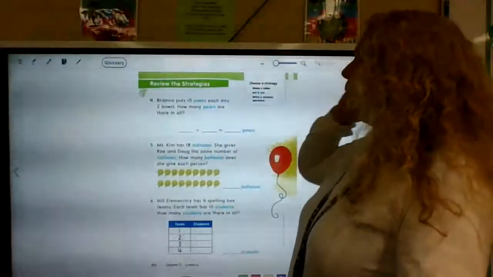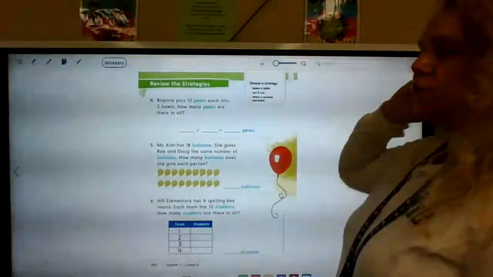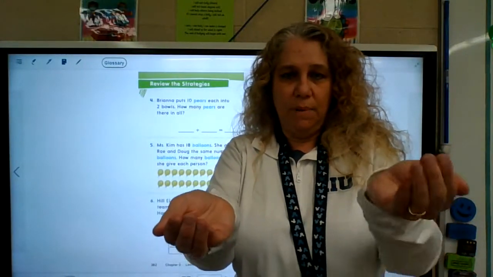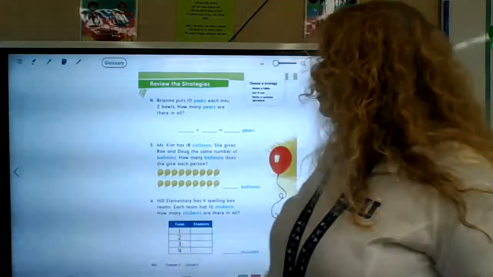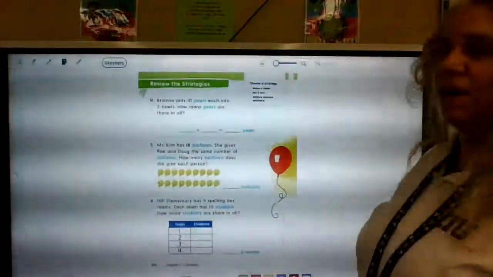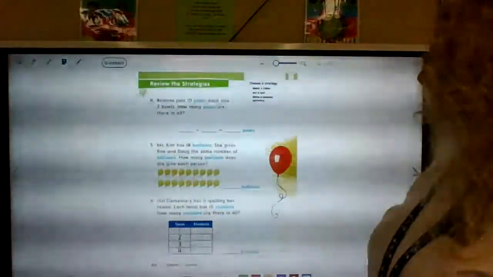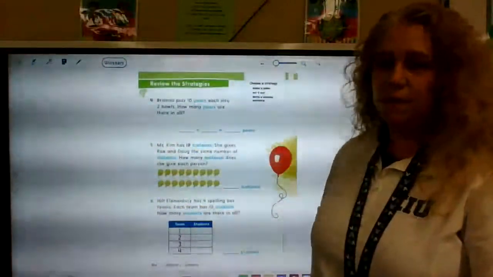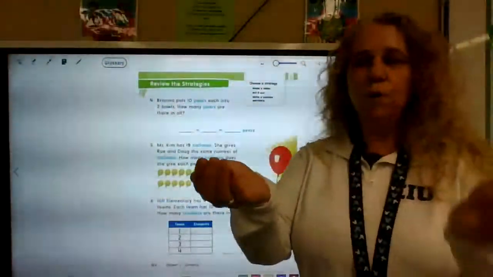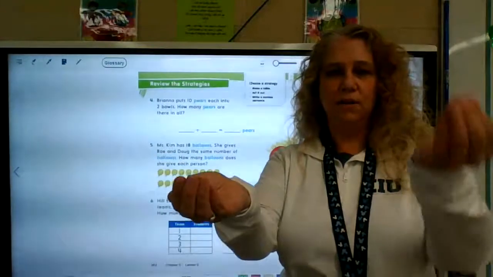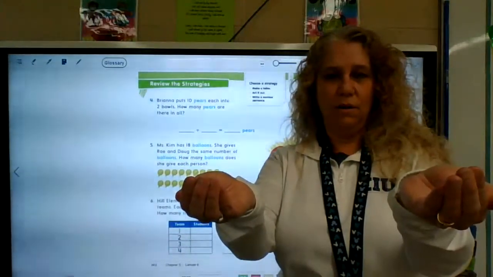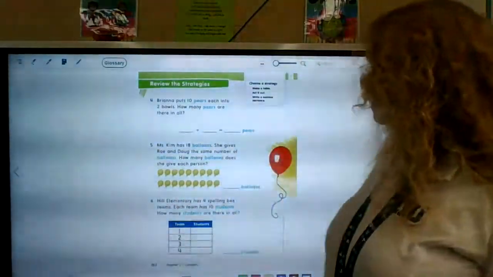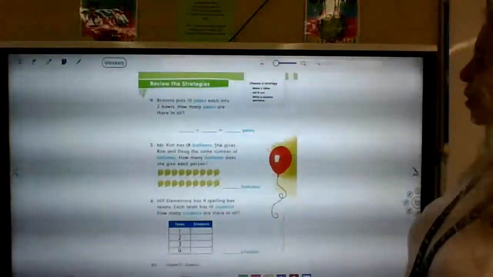Brianna puts 10 pears each into 2 bowls. So she has 2 bowls, and she puts 10 pears in each bowl. How many pears are there in all? Okay, it's not 2 plus 10. Okay, she has 2 bowls and she has 10 pears in here and 10 pears in here. How many pears does she have in all? Pause me.